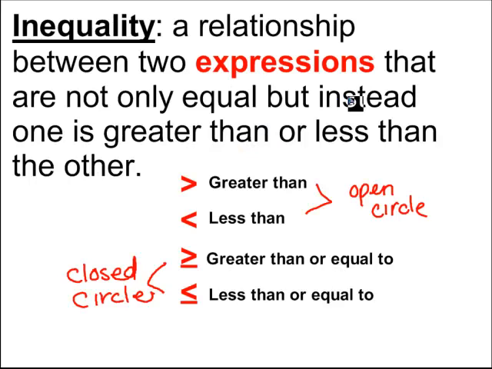The actual definition of an inequality is a relationship between two expressions that are not equal, but instead one is greater than or less than the other. So we have four symbols that can express inequalities: greater than, less than, greater than or equal to, and less than or equal to. Notice that these bottom two symbols have a small line underneath them. That's half of an equal sign, expressing that equals part of the inequality.